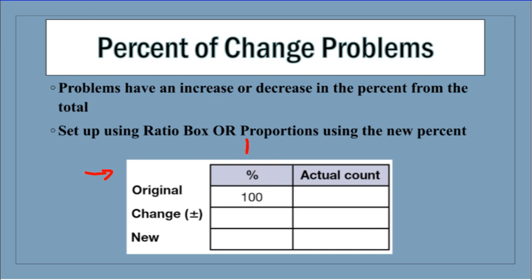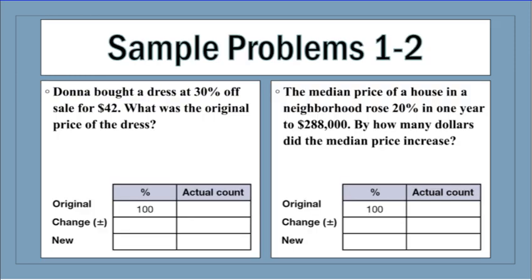We have one column that's dealing with percent, the other one dealing with the actual count. Then you have three rows: the original, the change in percent, and then the new percent. What are you actually paying? So let's take a look at an example here using the ratio boxes.